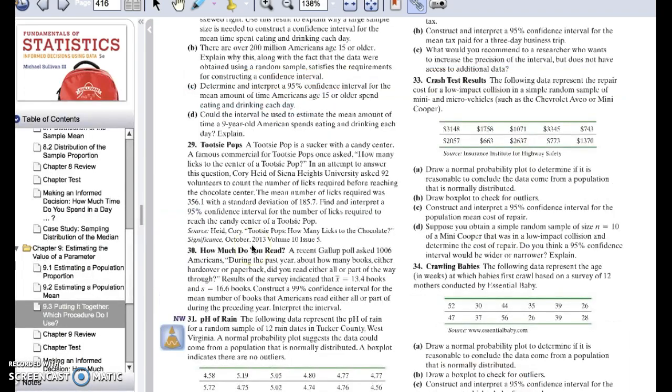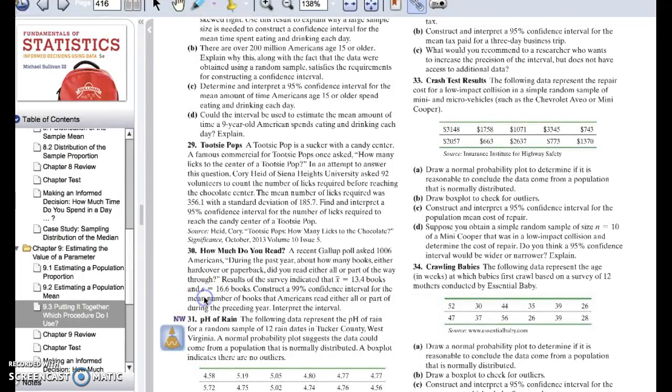So let's start by taking a look at problem number 30, how much do you read? This one states that a recent Gallup poll asked 1,006 Americans during the past year about how many books, either hardcover or paperback, did you read either all or part of the way through. Results of the survey indicated that X bar is 13.4 books and S, the standard deviation, is 16.6 books. Construct a 99% confidence interval for the mean number of books that Americans read either all or part of during the preceding year. Interpret that interval.